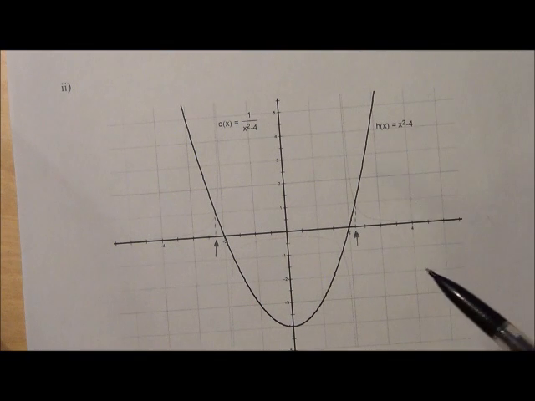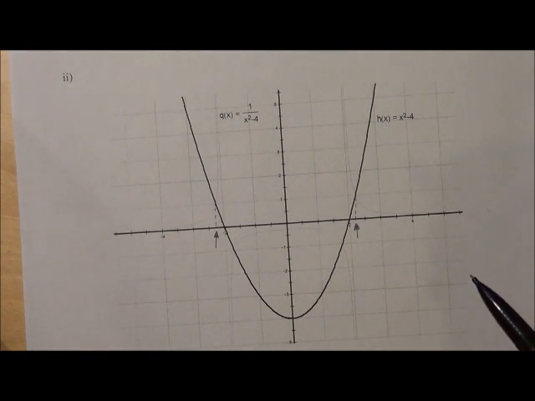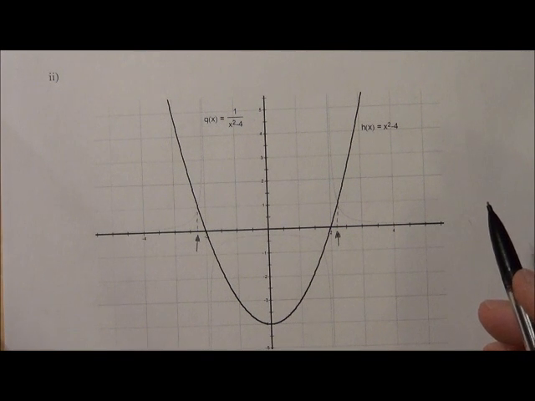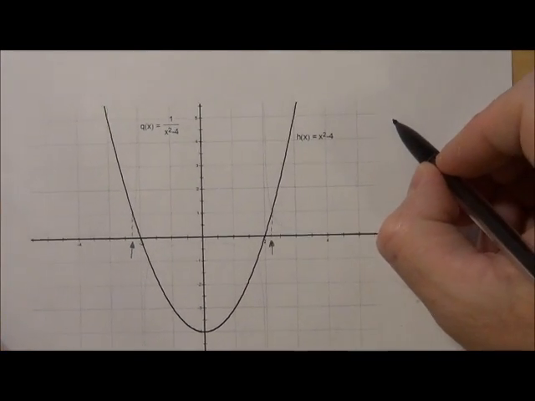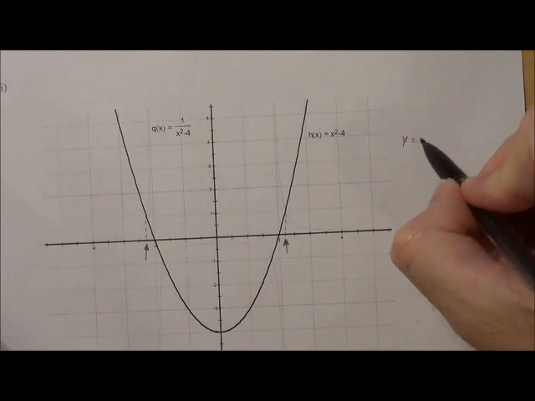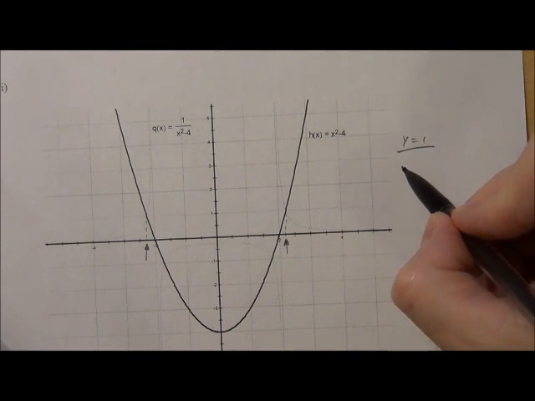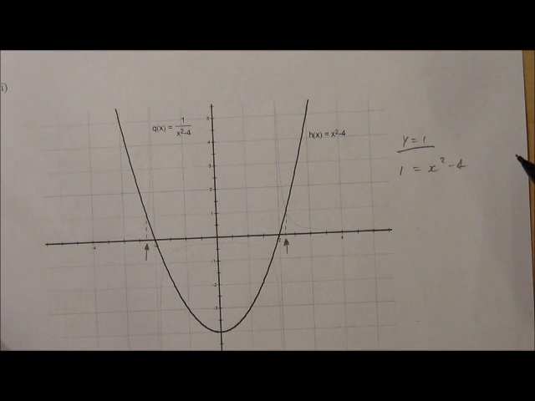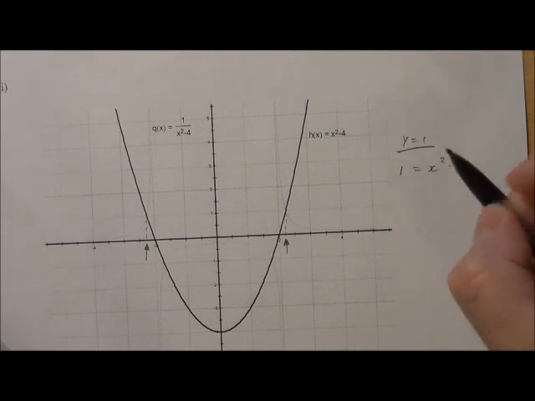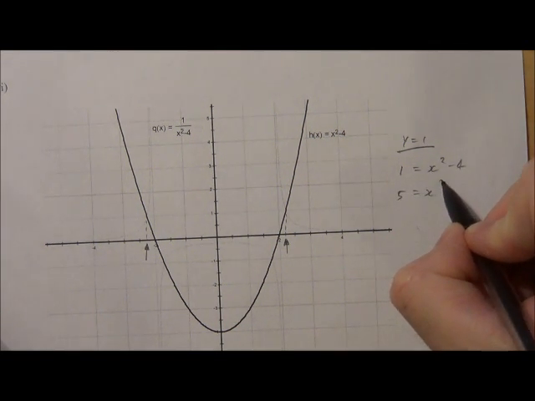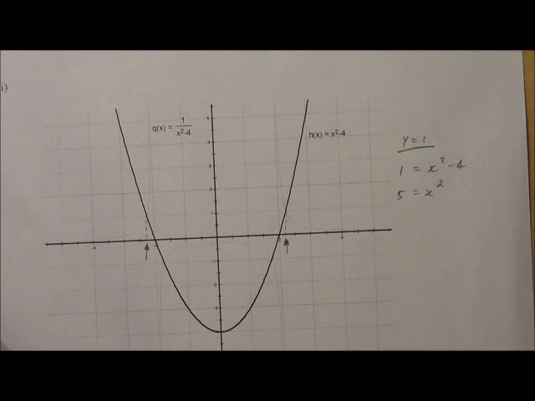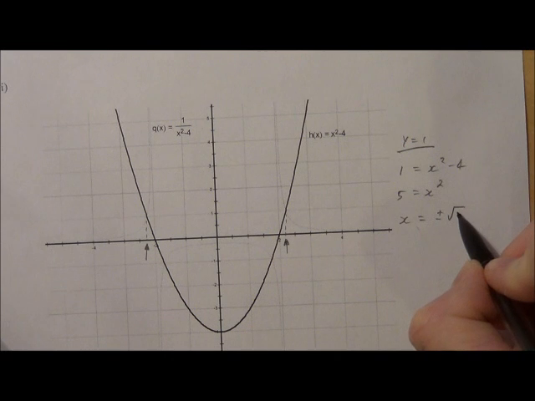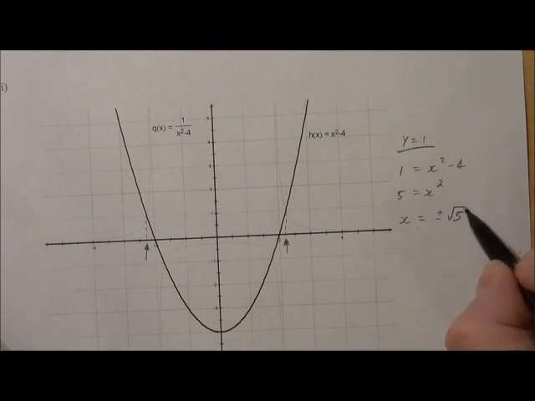Now like I said, we could estimate, but I prefer not to do that. So what I'm going to do here is I'm going to say over here y equals 1. That's what we're trying to find out. So y equals x squared minus 4. I'll add 4 to both sides, so we've got 5 equals x squared. I'll take the square root of both sides.